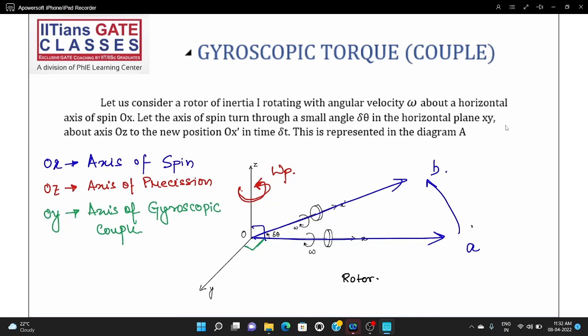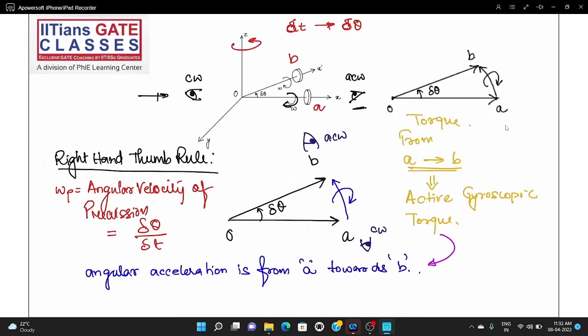Then in the third axis, we have the gyroscopic couple, right? Yes, we are going to see this. So this is the active gyroscopic torque, which is actually producing the angular acceleration from A to B. Definitely, for angular acceleration to happen, there has to be a torque, a couple, and the couple acting from A to B is causing this acceleration, and it is named the active gyroscopic couple.